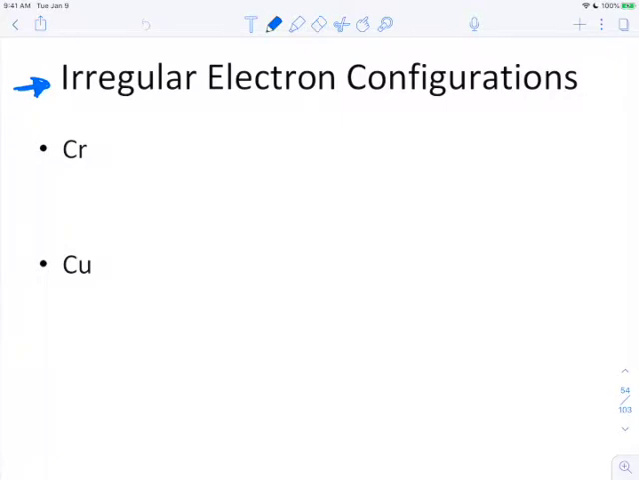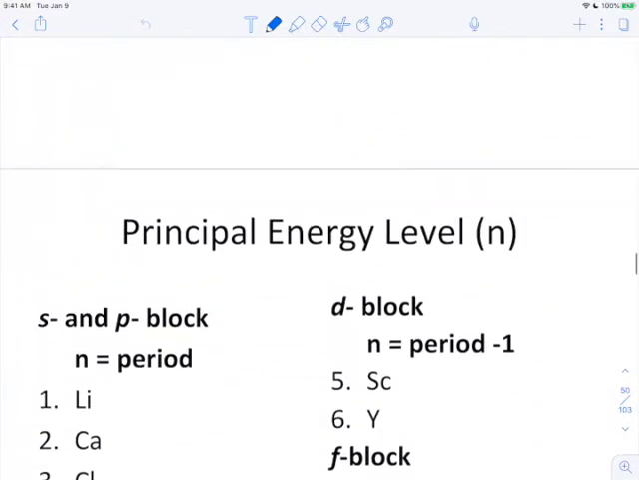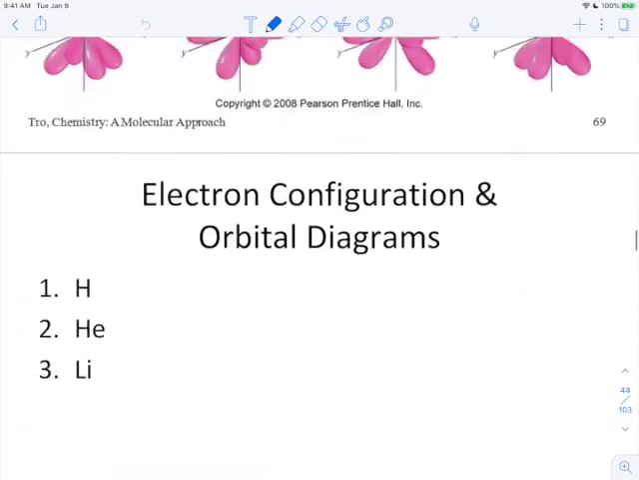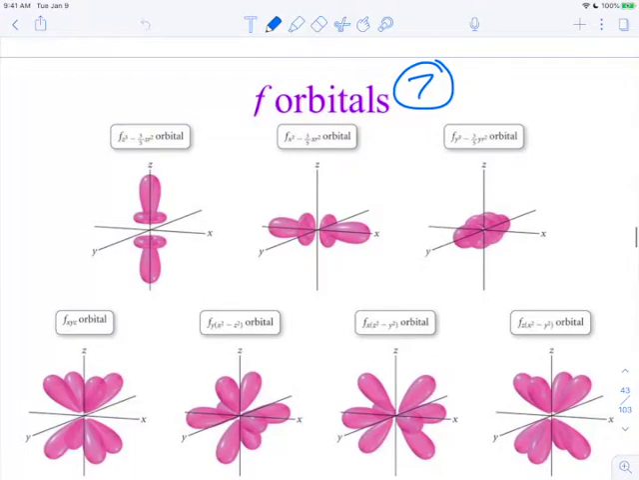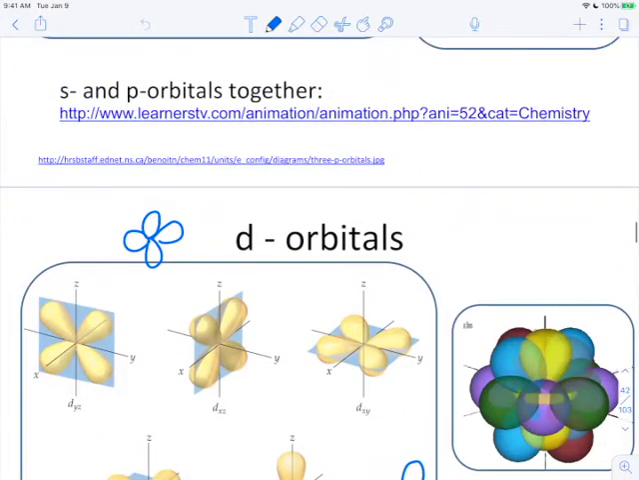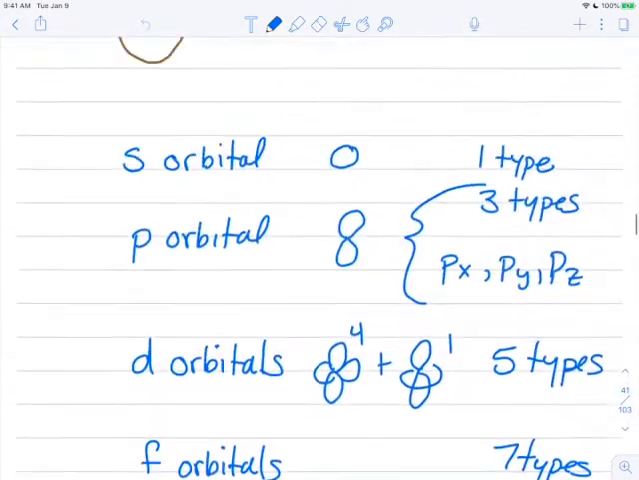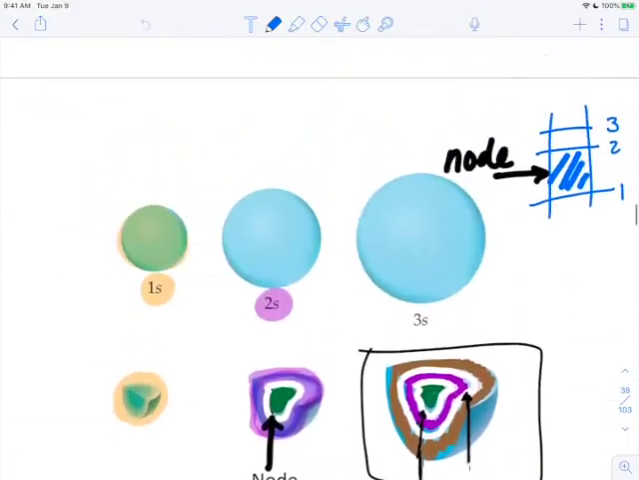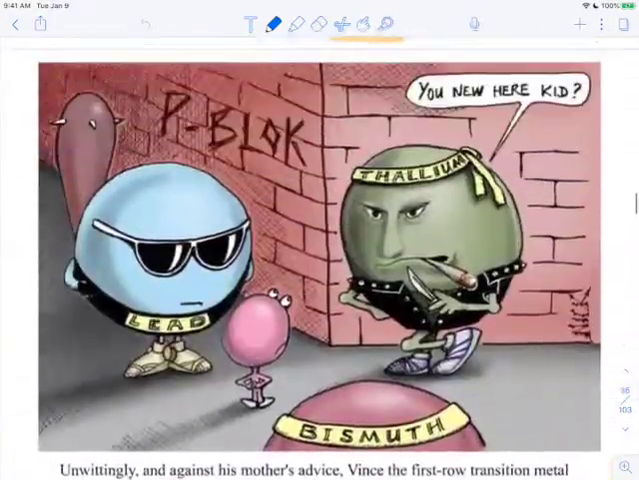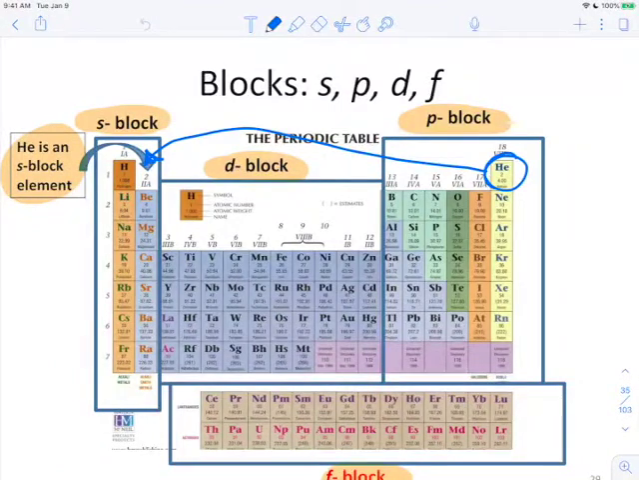Okay, so we are working on chapter 7 and 8, and last time we were here, we were talking about the orbitals. These are the f orbitals, d orbitals, p. We talked about our s, and way back up here, we talked about our blocks. So we're going to revisit those blocks today as we look at our electron configuration.